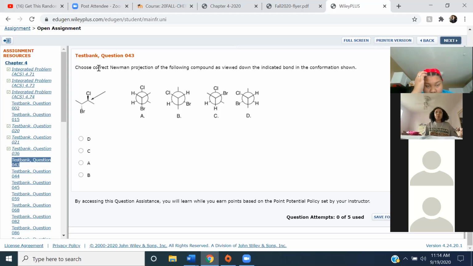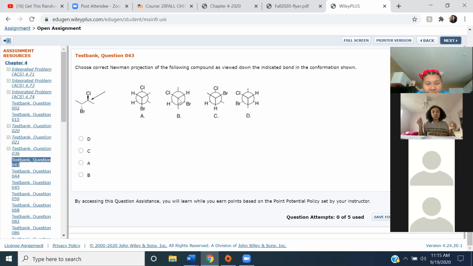If you're looking at the carbon that the arrow's pointing to, that's going to be your front carbon. That's where your eyesight is, that's your perspective of imagining a carbon. It's hard to explain. So you're looking at that carbon, it's going to be the center. The very center is going to be the first carbon. So the lines attached to the center carbon are what's attached to the first carbon. And then the circle behind it is going to be the second carbon.